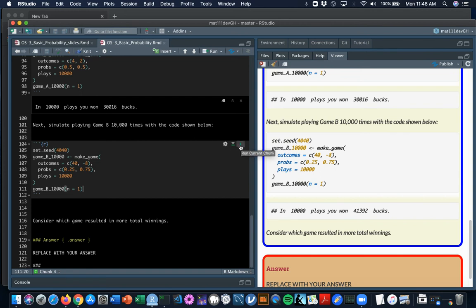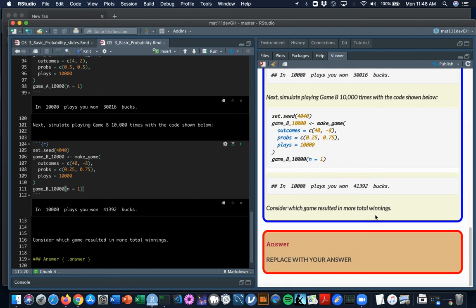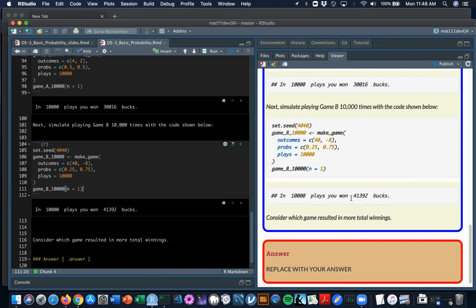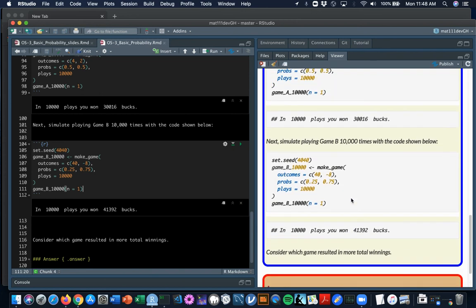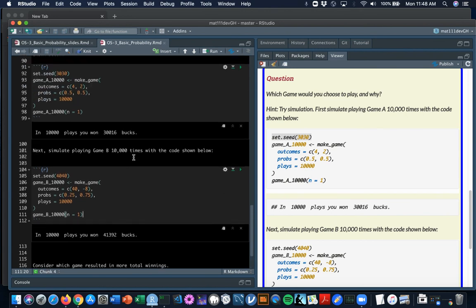Well, let's give it a try. And sure enough, we got what we got when we knitted up the document, $41,392. So you want to consider which game resulted in more winnings. Now, that's how you would answer the question.